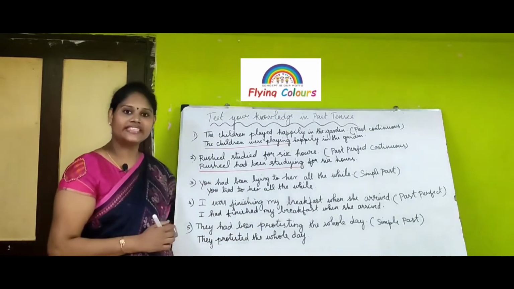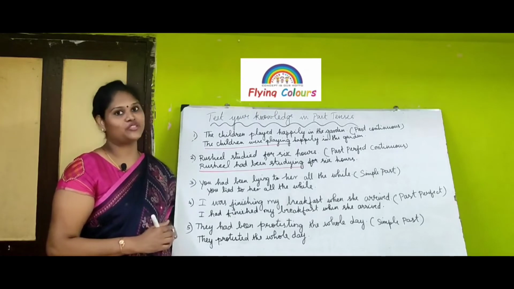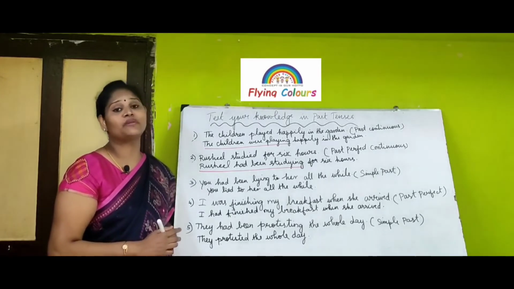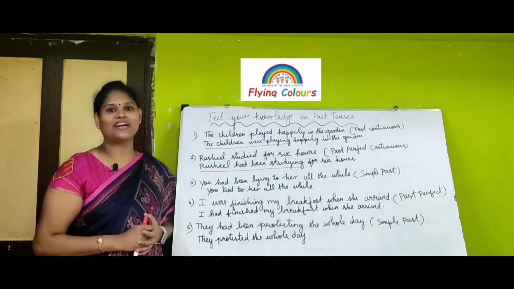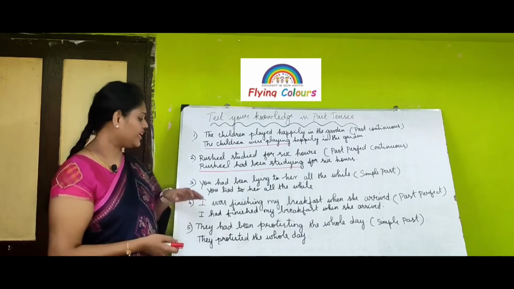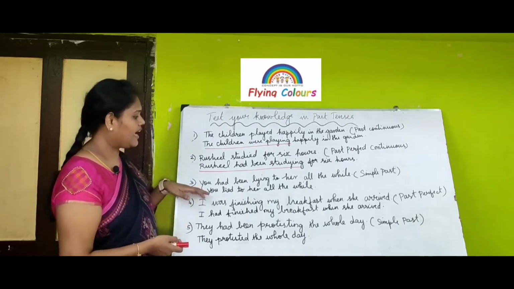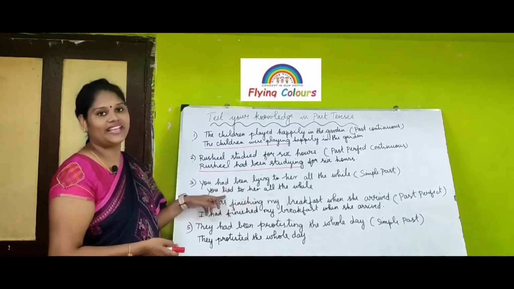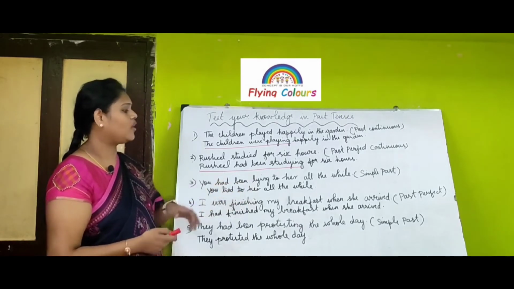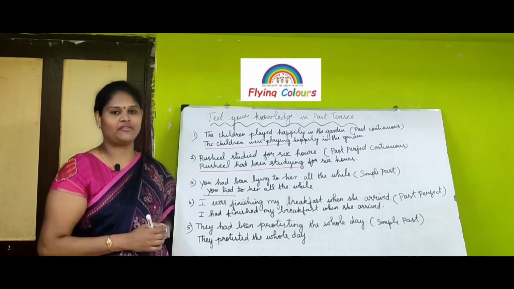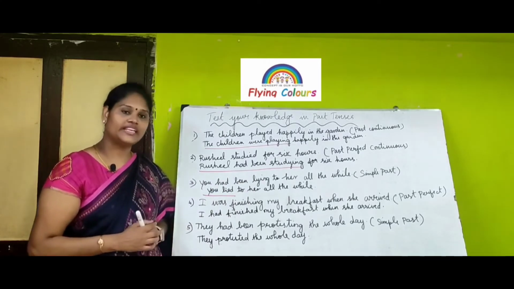Right? Third sentence is, you had been lying to her all the while. You need to change it into simple past. The formula for simple past is subject plus base form of the main verb. So here you is the subject and they have given lying in the question. So you should change it into lied. You lied to her all the while. You is the subject and lied is the main verb. This is simple past.